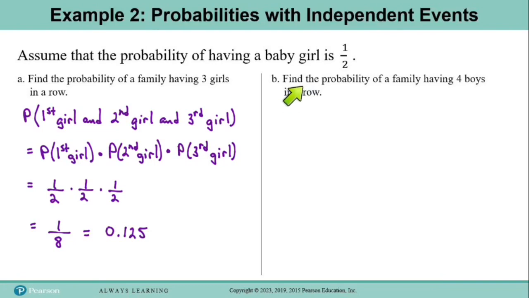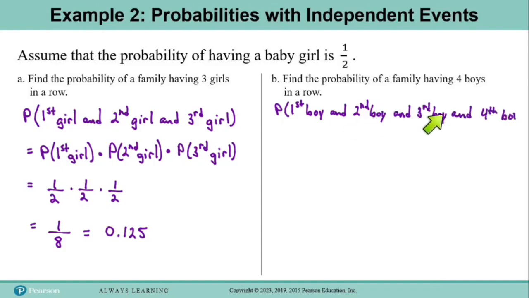Okay, now let's look at part B. Find the probability of a family having 4 boys in a row. Now this is a little different because they gave us the probability of having a girl, but now they're asking about a probability of having 4 boys in a row. So first, let's state this in terms of "and." If they're going to have 4 boys in a row, then it means we're looking for the probability that the first child is a boy, and the second is a boy, and the third is a boy, and the fourth is a boy. So we've got these "ands" in here, and we know that that translates to multiplication.